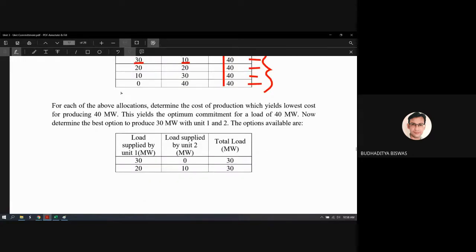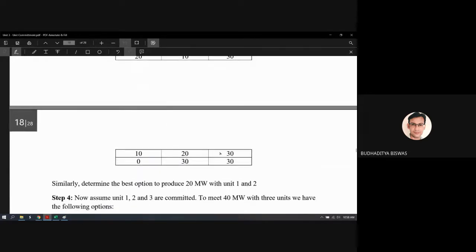After this one, we go for this one, load supplied by unit 1, load supplied by unit 2, and this is the total load. So when the load demand may become 30, when the 30 megawatt is supplied by unit 1, then unit 2 should not generate anything. So then the total load demand is equal to 30. So in this way, we again need to find out the production cost for this 30 megawatt generation, and we need to find out the optimum solution.